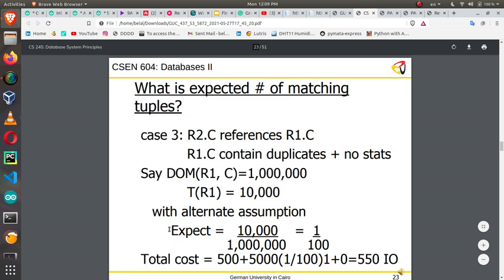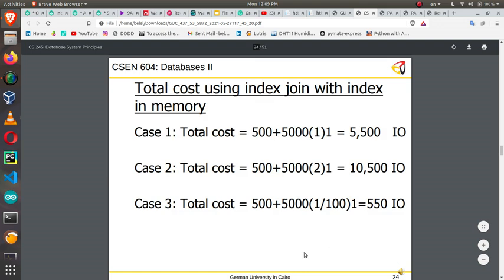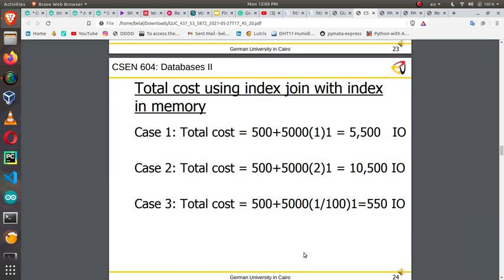Okay, this is not an exact number. So again, 500 plus 5,000, and for each one of these 5,000 we have a chance of 1 over 100. And we use this method only if we have no stats. So here is a summary of the 3 cases.